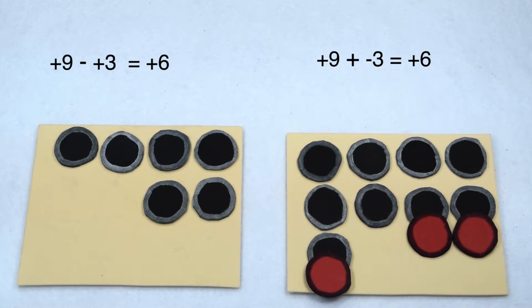Let's compare our two problems. In both of them, we start out with positive 9. Our subtraction sign in the first problem is an addition sign in the second, and the second values are the opposite of each other. In my first problem, I have a positive 3, and in my second problem, I have a negative 3. However, both problems yield the same solution.